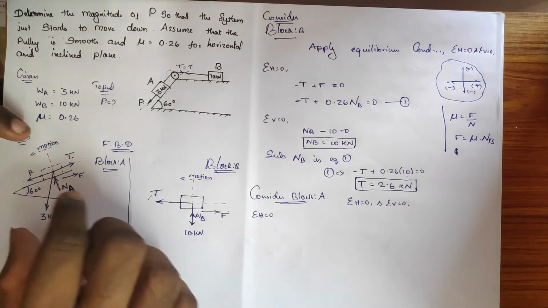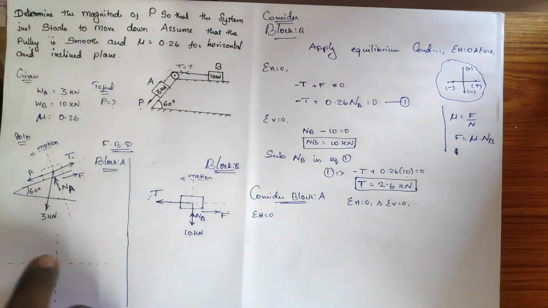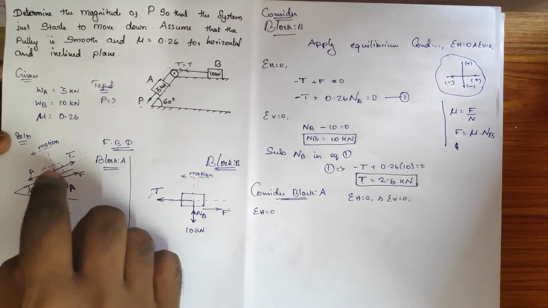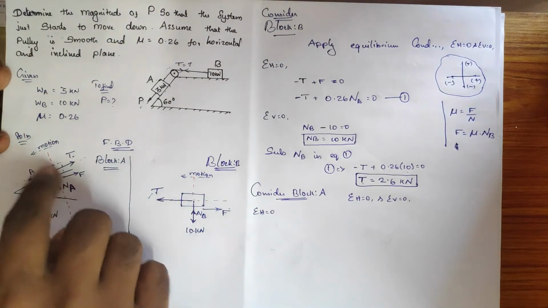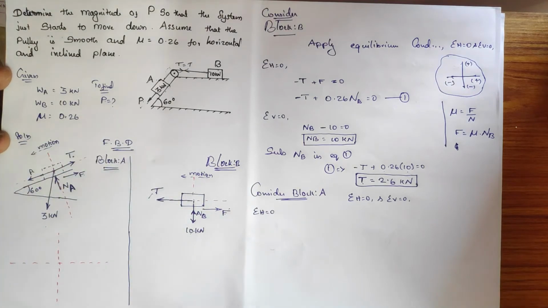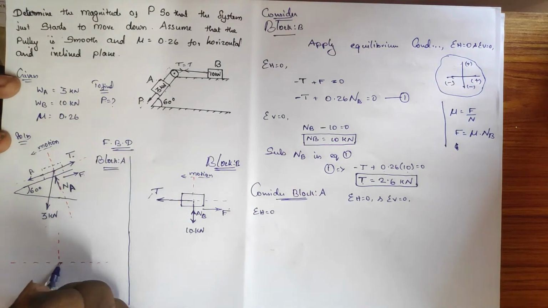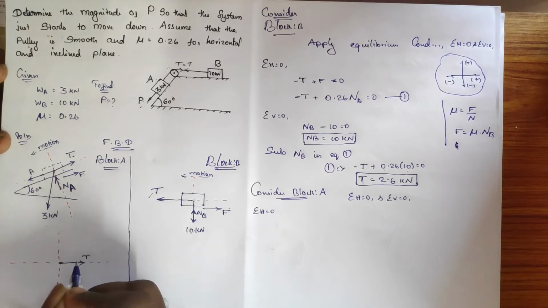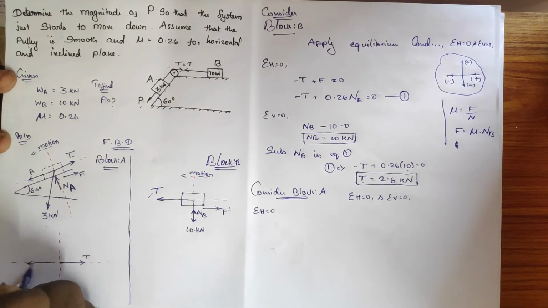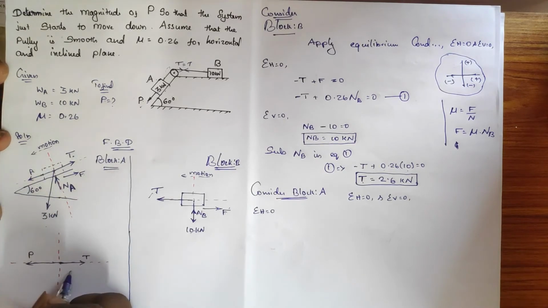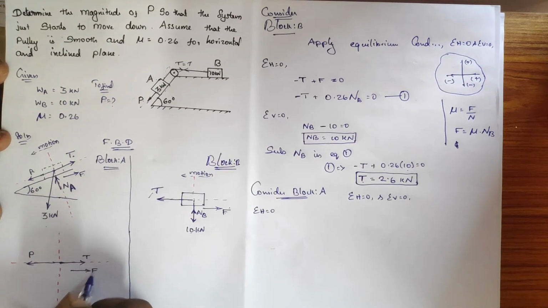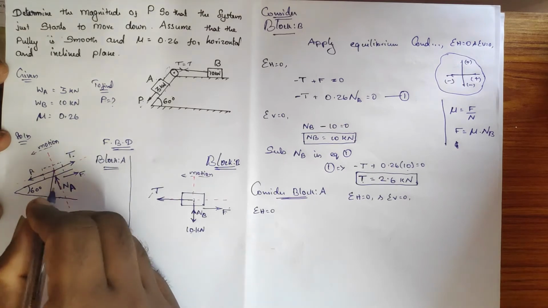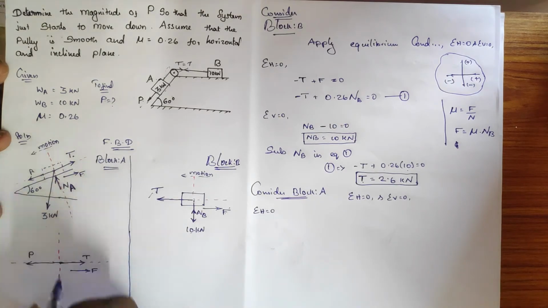So what I have done is I have just tilted the angle to 0 degree. That means I tilted the axis to 0 degree. Okay, tilted. So here the T force is acting something like this, and the P force is acting something like this from the point, and here the friction force is acting something like this. Okay, and the normal reaction is acting upward.